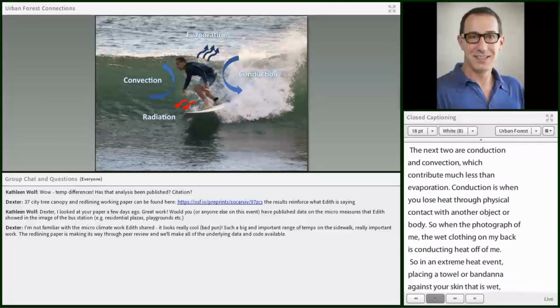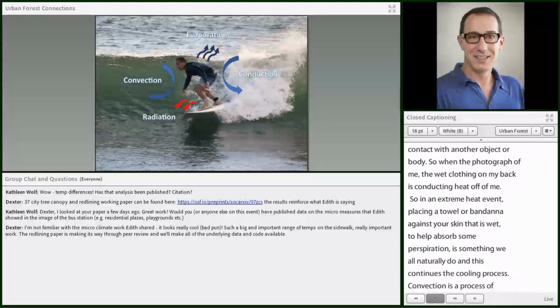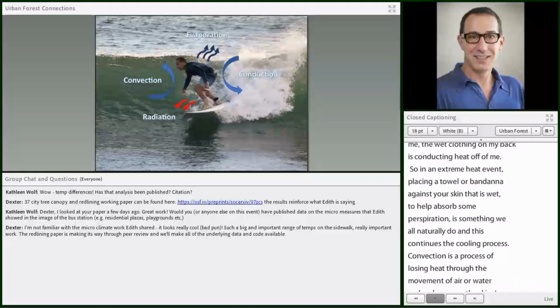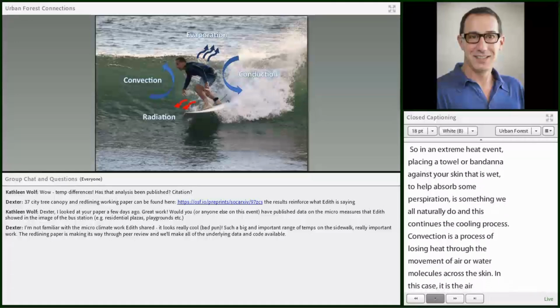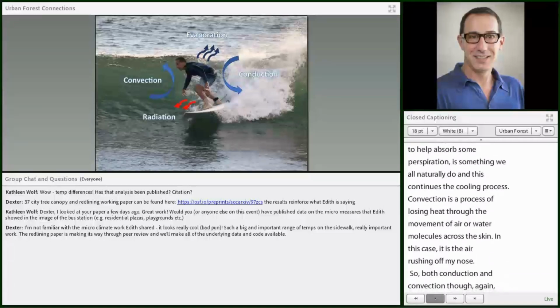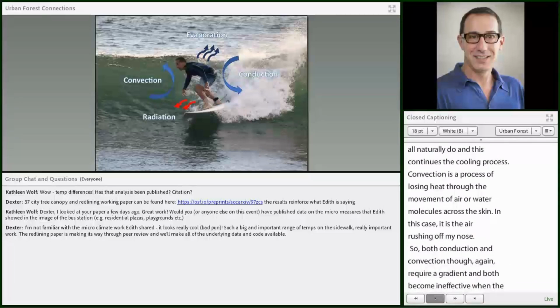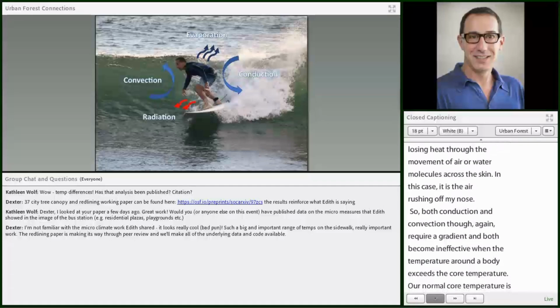Convection is a process of losing heat through the movement of air or water molecules across the skin. In this case, it's the air rushing off my nose, as it looks like in this arrow. Both conduction and convection, though, again, require a gradient, and both become ineffective when the temperature around a body exceeds its core temperature. Our normal core temperature is about 98.2. So as soon as the ambient temperature increases above that, that gradient becomes hard to perform.